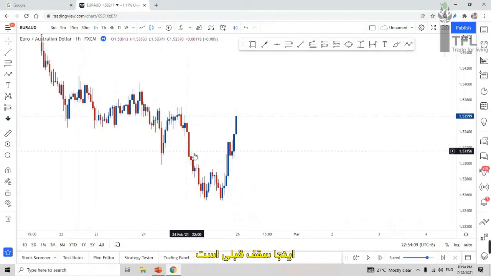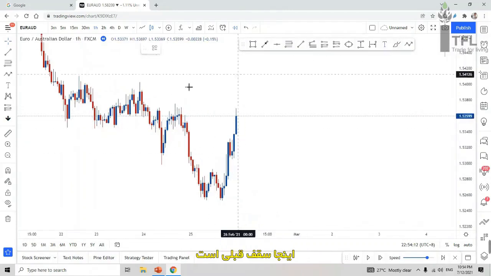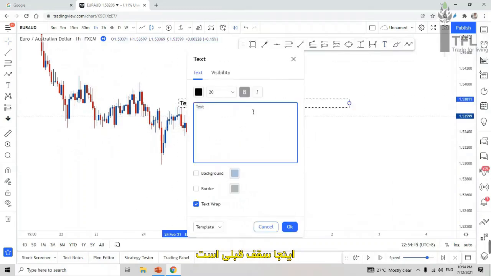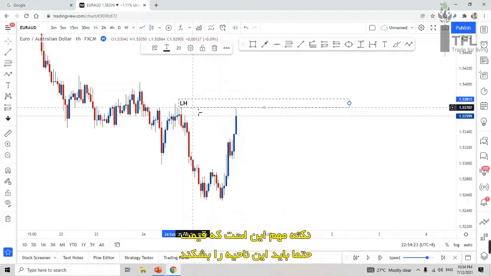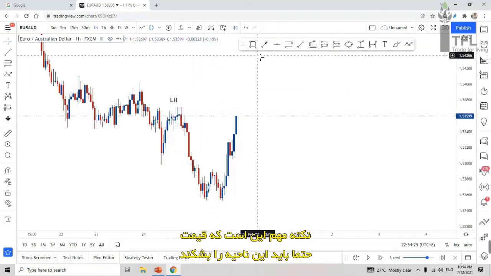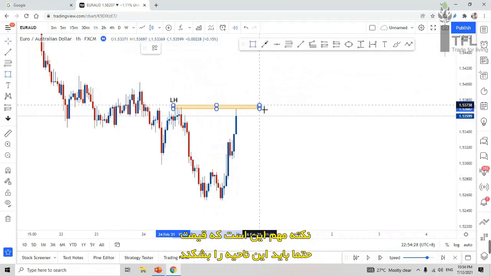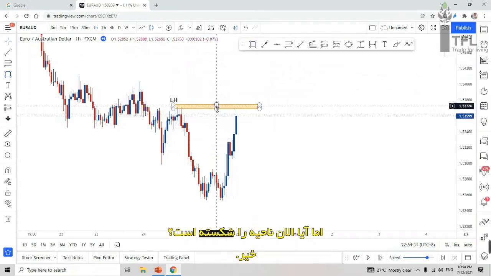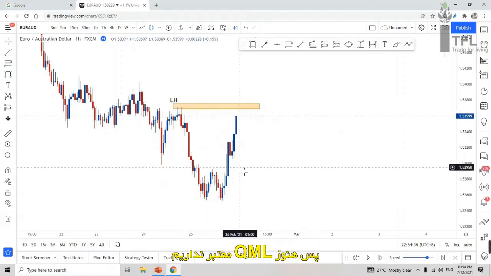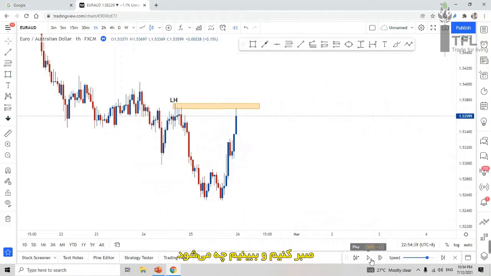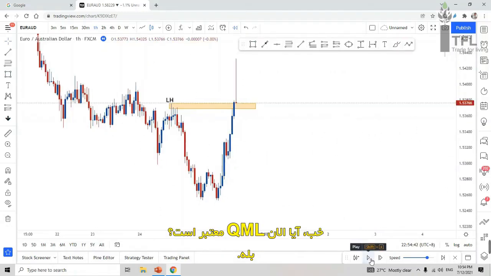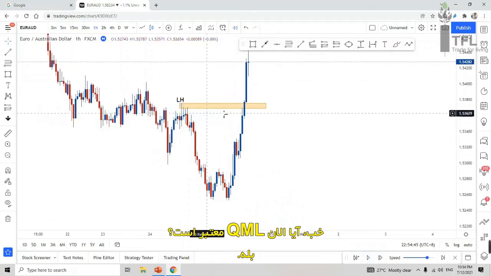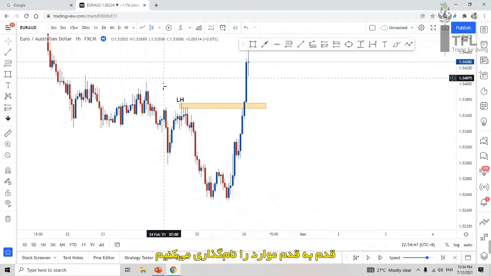Let's follow up with the previous high. This will be the previous high, so this is a lower high. I'm going to label it as lower high over here. Important is that the price has to break this area. But now let's look at the condition. Has it broken this high over here? No, not yet. So it's not qualified as a QML yet. Let's wait and see. Right, so now, does it qualify as a QML? Yes, it's qualified as a QML.